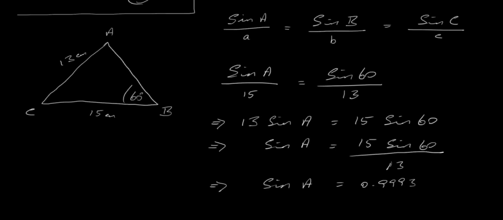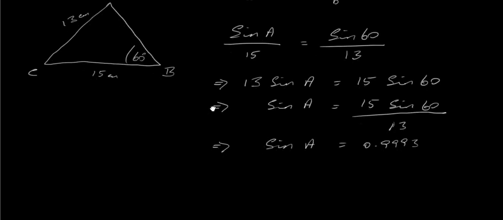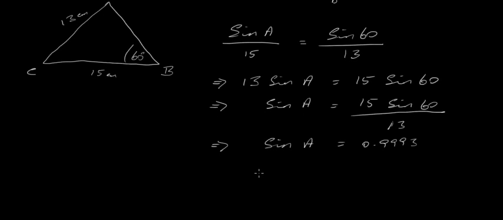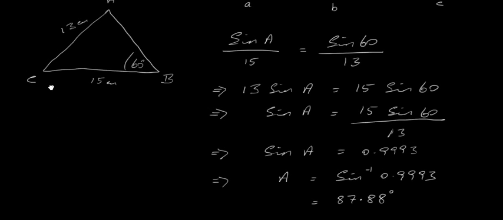0.9993 to 4 decimal places. We'll just go to 4 decimal places here. Now, in order to find the angle A here, I have to do sine inverse. So I'm going to work out the angle A here. The angle A in this case is going to be sine inverse of 0.9993, and when I work that out I get 87.88 degrees. So my angle here at A will be 87.88.